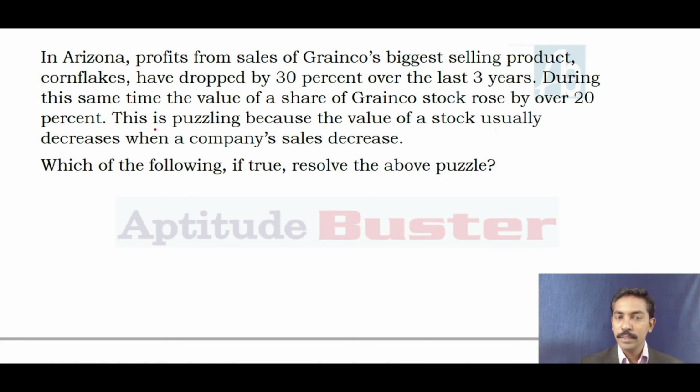Altogether, this argument has only 3 sentences. The first sentence says, the company's biggest selling product, cornflakes, has poor sales. It says have dropped by 30%. The sales or the profit from sales dropped by 30%. The second sentence says, during the same time, the value of a share of Grainco stock rose by 20%. And the third sentence says this is puzzling.